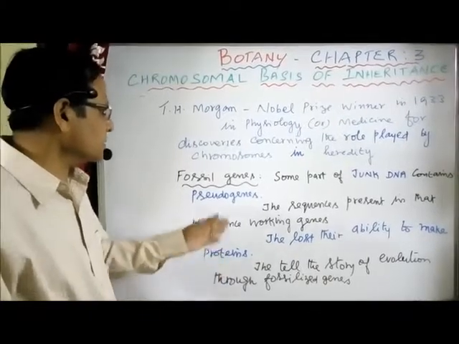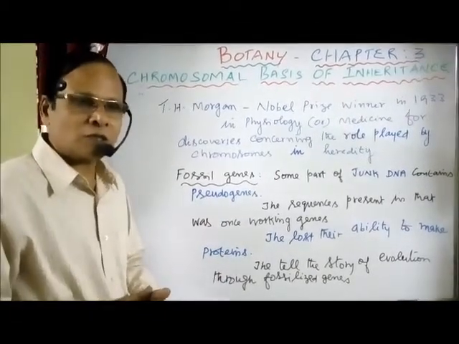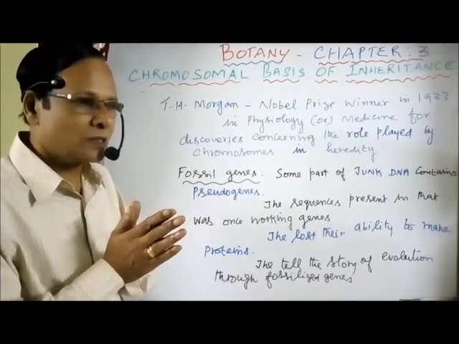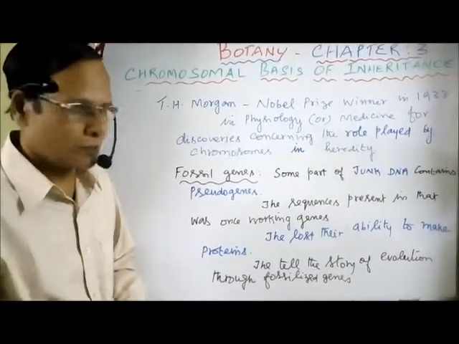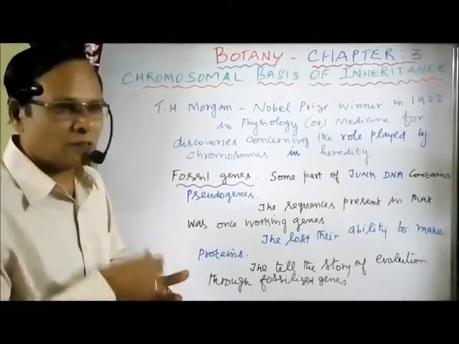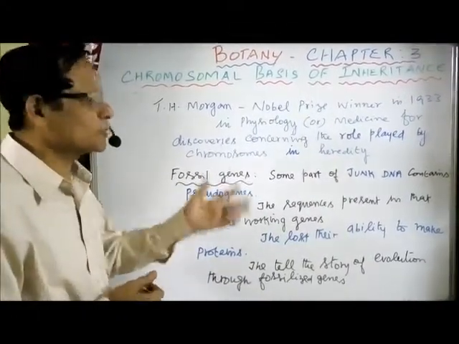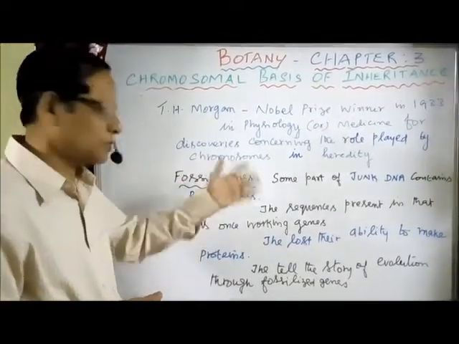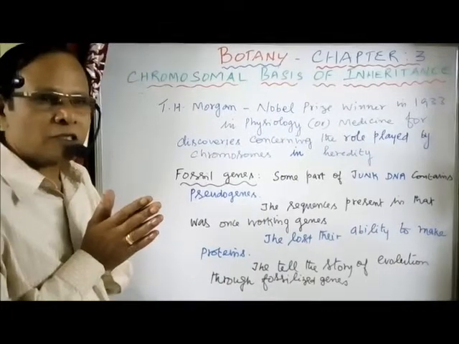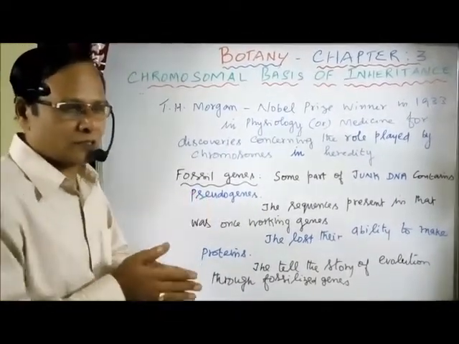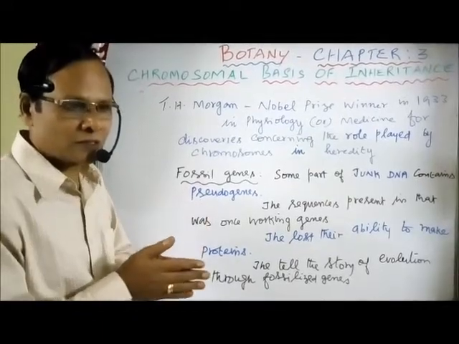Now as a result, the pseudogene lost the ability to make proteins. The main function of the gene is its expression to form proteins. That ability is lost. Simply they are present in the junk DNA, the non-usable DNA. Though present, they are not working, hence called pseudogenes. But they tell the story of evolution through the fossilized genes. These are also called fossilized genes, you know.